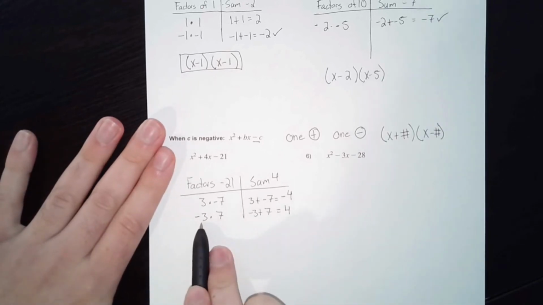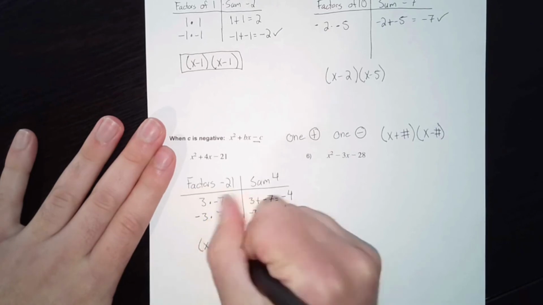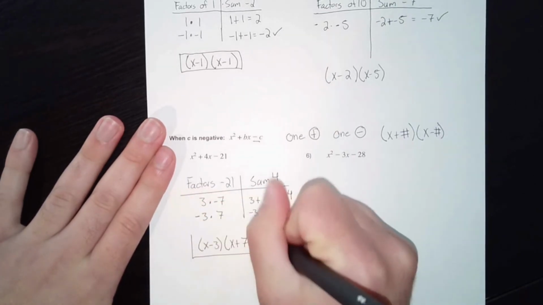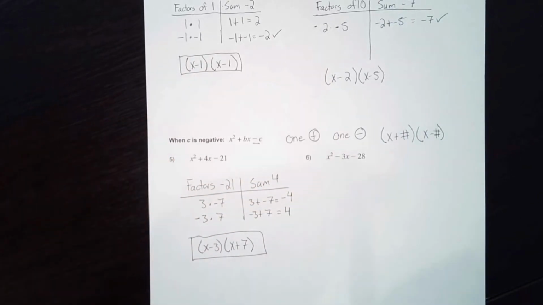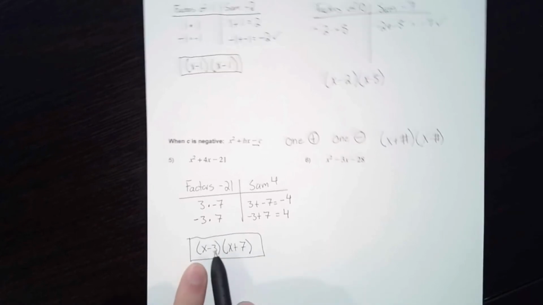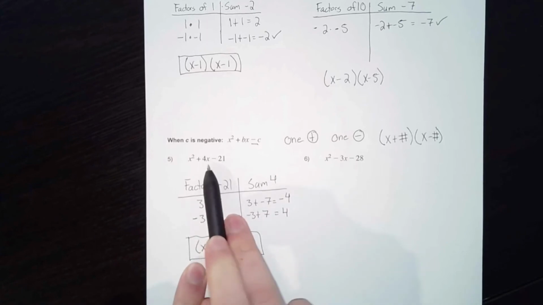So my numbers here are negative 3 and 7. That means I have an x minus 3 and an x plus 7. Now, just a quick note again, you can switch the order of these, but you have to keep the negatives and positives where they go. So I could put the x plus 7 first and then the x minus 3, but I could not have this as an x minus 7. That's going to give me something different than what I started with here in 5.